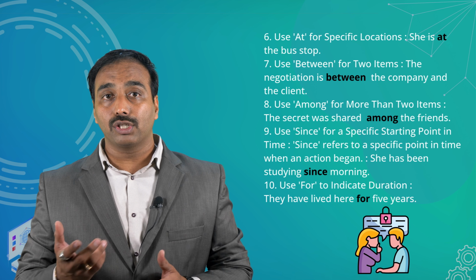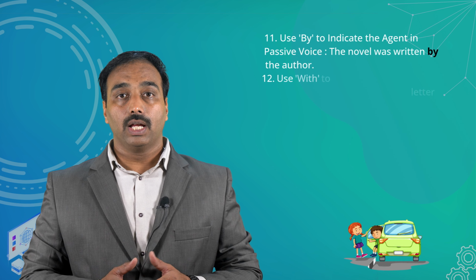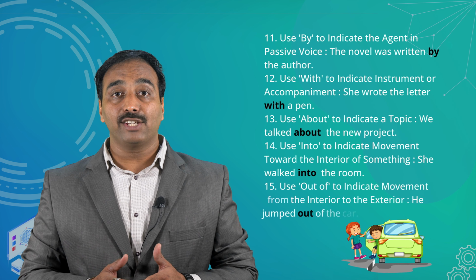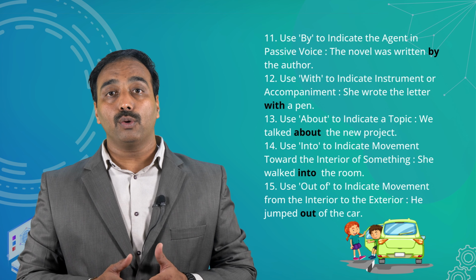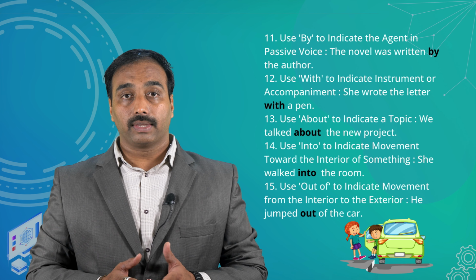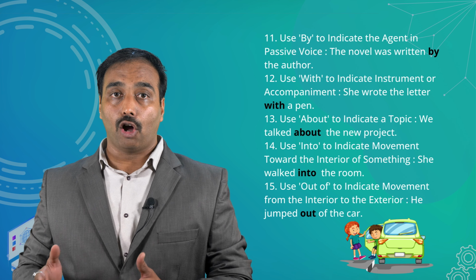Here for denotes duration. Use by to indicate the agent in passive voice. In passive constructions, by introduces the doer of the action. Example: the novel was written by the author.